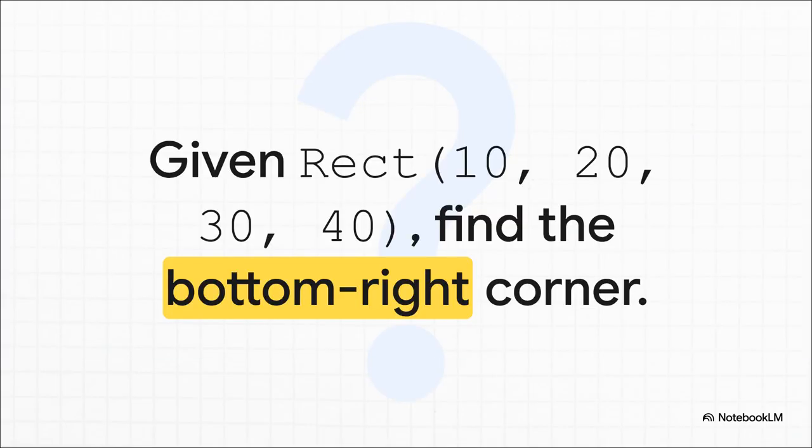All right, pop quiz time. If our command is rect(10, 20, 30, 40), we know its top left corner is at (10, 20). And we know its width is 30 and its height is 40. So, where's the bottom right corner? The answer is (40, 60). How'd we get that? Easy. You just add the width to the starting x, so 10 plus 30 is 40, and you add the height to the starting y, so 20 plus 40 is 60. See? Once you know the rules, it's just simple math.